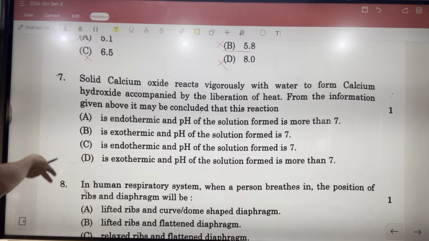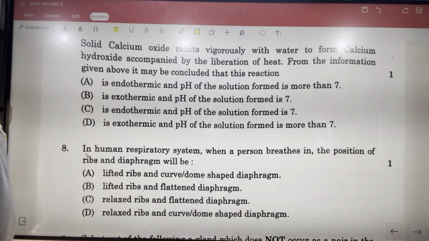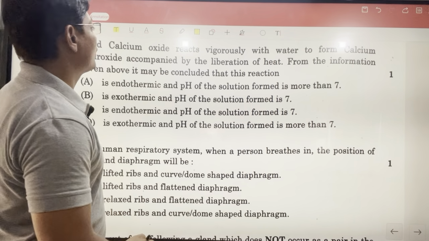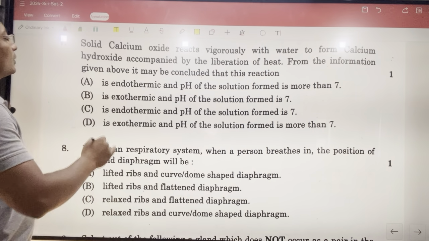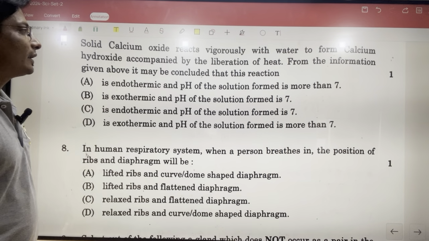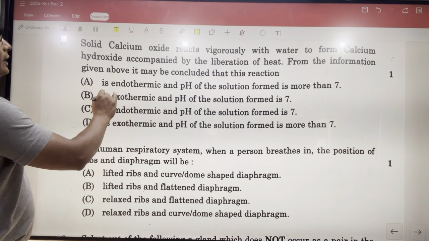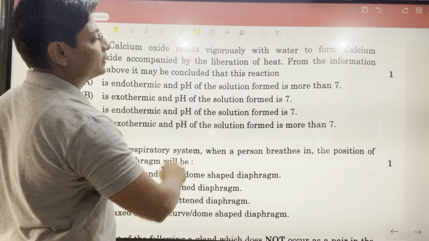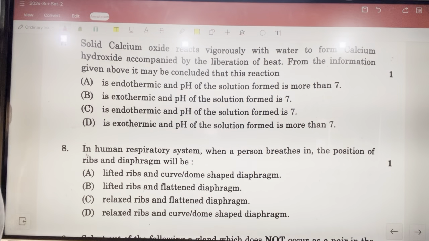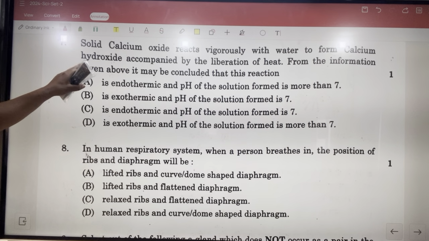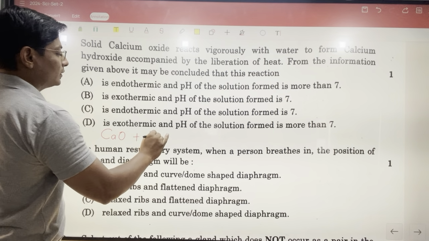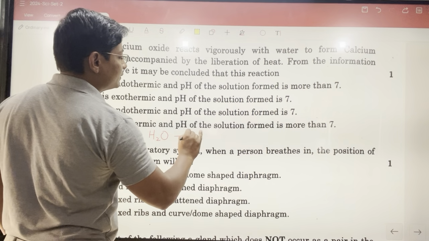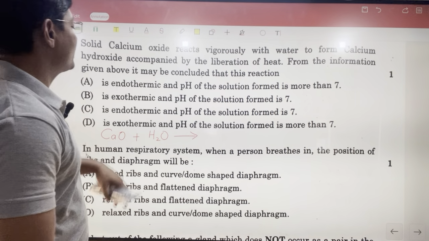Fine. Then seventh question. Solid calcium oxide reacts vigorously with water to form calcium hydroxide accompanied by the liberation of heat. From the information given above, it may be concluded that this reaction, option A, is endothermic and pH of the solution formed is more than 7. So here let us first try to understand what exactly they are saying. So there is a calcium oxide. So calcium oxide is reacted with water. So it will produce here calcium hydroxide.